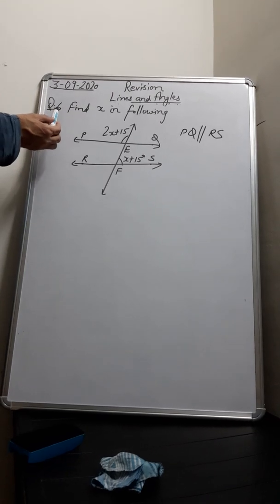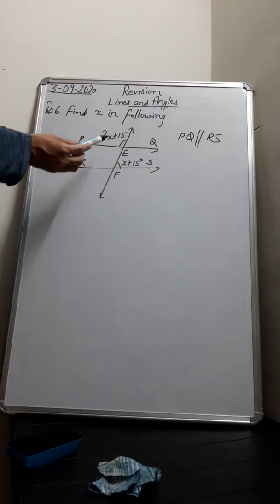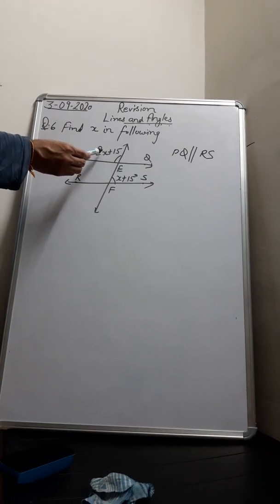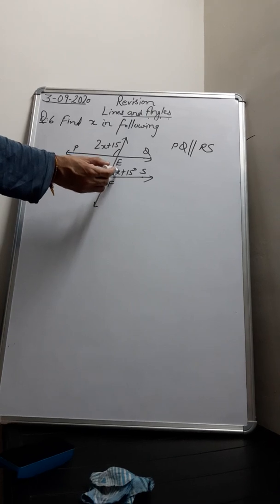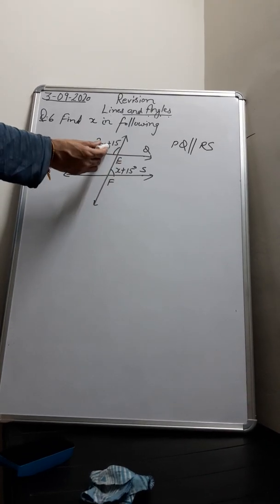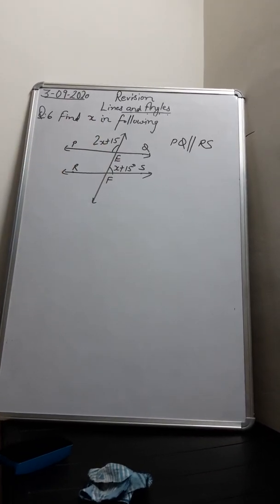Now question number 6. Find x in the following. So here in this sum we can see that PQ is parallel to RS, and this is your transversal, and this transversal is making one angle as exterior, that is 2x plus 15 degree, and one interior angle as x plus 15 degree. So this is your exterior, this is your interior angles. Now we have to find out the value of x here.